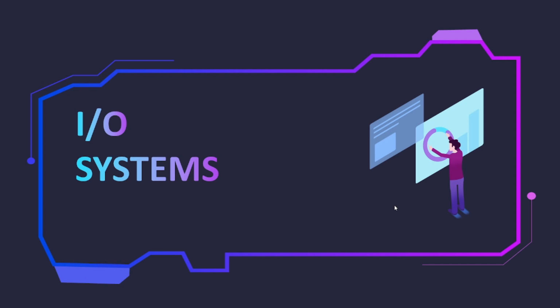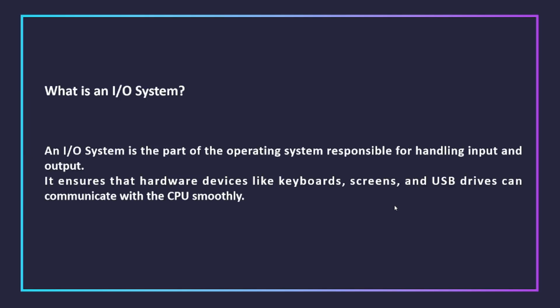Good day everyone. Today I will be discussing I/O systems, or input and output systems. These systems are responsible for allowing the operating system to communicate with hardware devices such as keyboards, mouse, monitors, printers, and storage devices. So what is an I/O system?